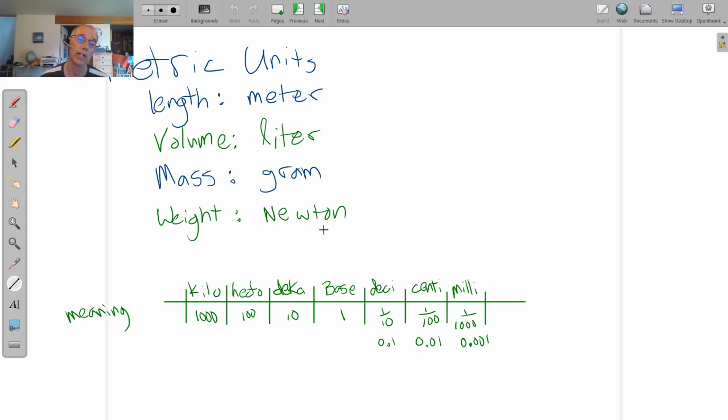So a Newton is a measurement on Earth, not on the moon. But mass is constant whether it's on the Earth or the moon. So there is a difference between mass and weight, and the connection there is gravity.